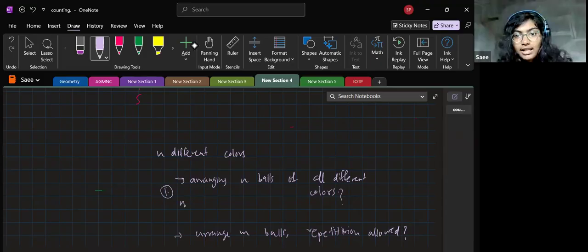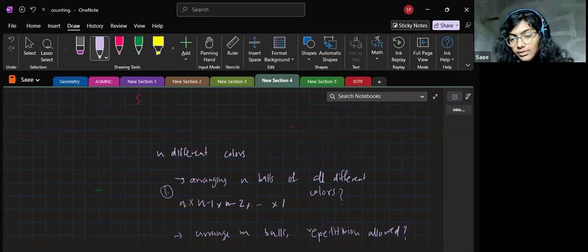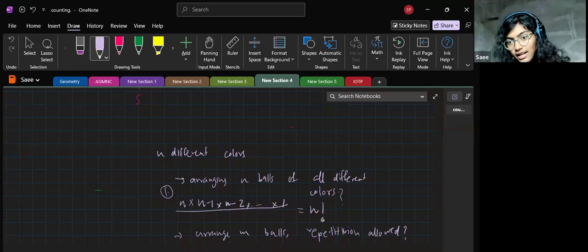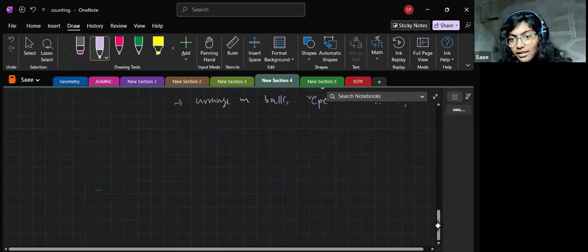I think people have put their answers in the chat. I'll just explain. So you have n. For the second one, again you'll have n minus 1 options. The third one you'll have n minus 2, and so on until the last one only has one option. So this quantity, the product of all the numbers from 1 to n, is given a short form. It's called n factorial. And that's the answer for the first one.